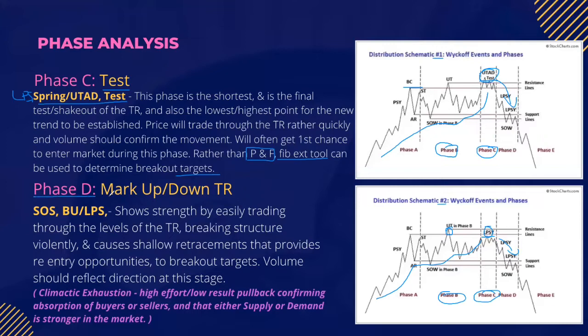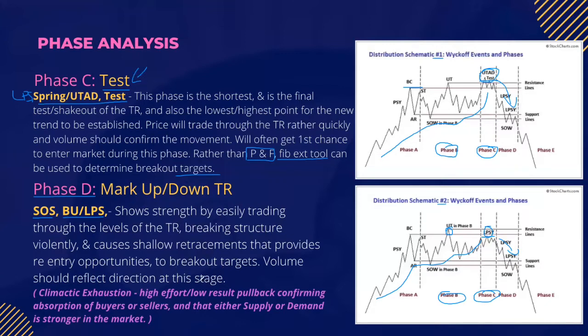Then we have phase D, which is the markup or the markdown of the trading range. Here you'll see signs of strength, backing up action into LPSs, last point of supply, things of that nature. So phase D actually shows strength by easily trading throughout the levels of the trading range. We're going to start breaking structure violently, and we'll have shallow retracements, and those retracements will provide re-entry opportunities if you didn't get in during phase C, right?